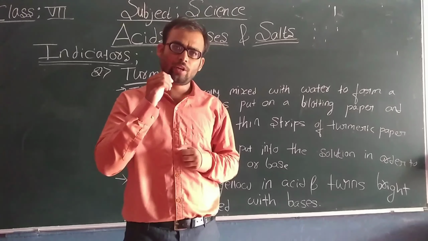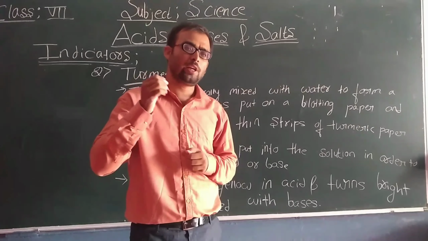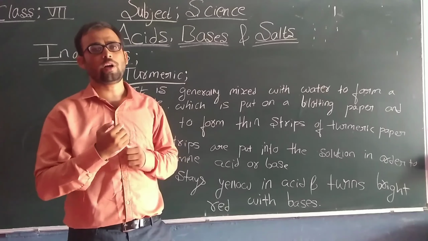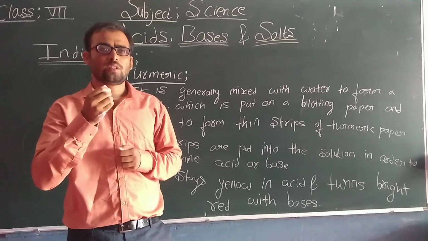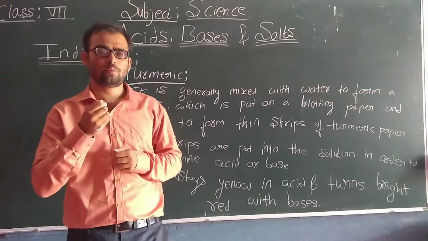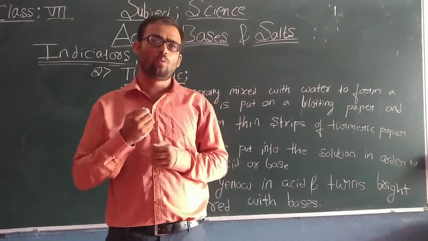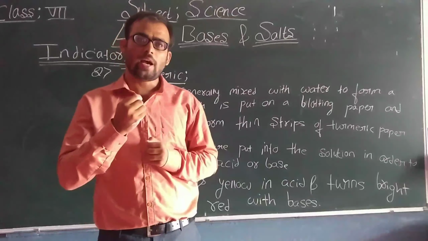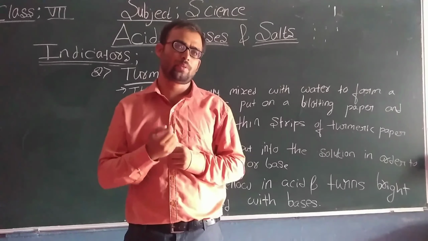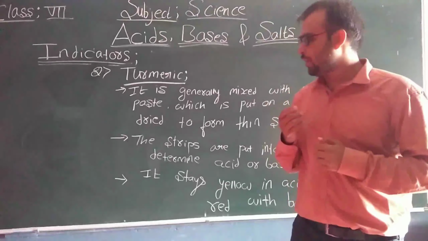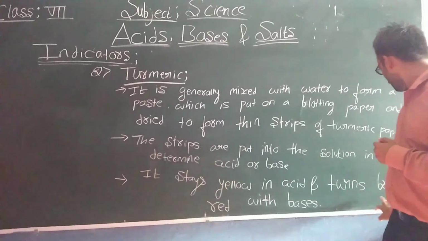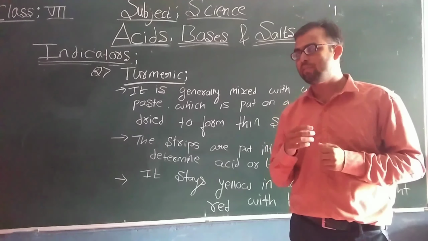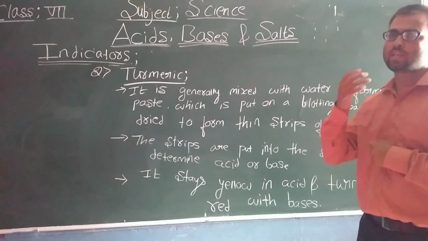If we dip the litmus paper in the solution, then what happens if the color of the strip is not changed? Then we can indicate that the substance is acid. And if the color is changed to bright red, then we can indicate that the substance contains bases.